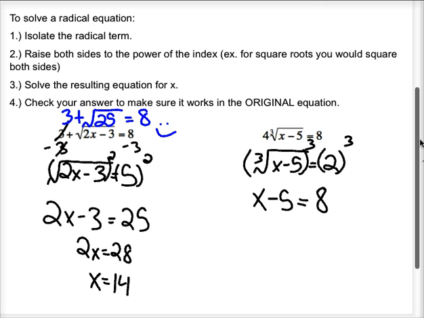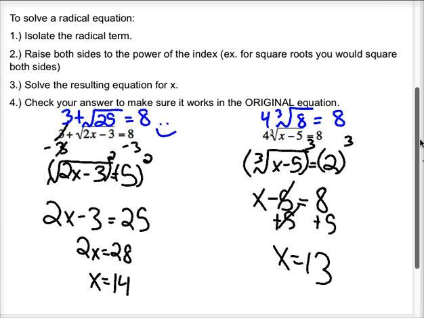Now I have a linear equation I need to solve for x. So I'm going to add 5 to both sides to get x equals 13. Now, once again, that final step, let's go back and make sure that this works in the original equation. So I'm going to have 4 times the cube root of x minus 5. 13 minus 5 is 8. So the cube root of 8 is 2, times 4 does, in fact, give me 8. So once again, this checks out, and we actually have found our answer.